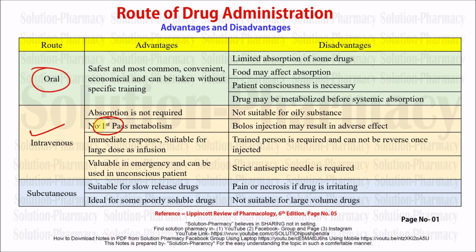Next advantage says immediate response, suitable for large doses as an infusion. If any patient is in a very serious condition, some specific trauma has happened, then we cannot give the oral route of drug administration, because it will take time, approximately 10 to 15 minutes depending upon the drug. It will take 10 to 15 minutes minimum. So this is not effective in that case. So we need fast action. Whenever we give the drug via the intravenous route, that will act immediately. This is a major advantage of this route of drug administration. And it is suitable for large dose infusion also.